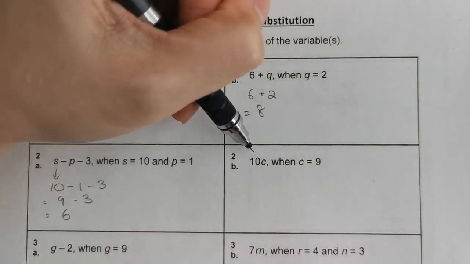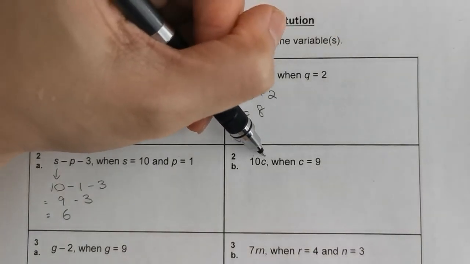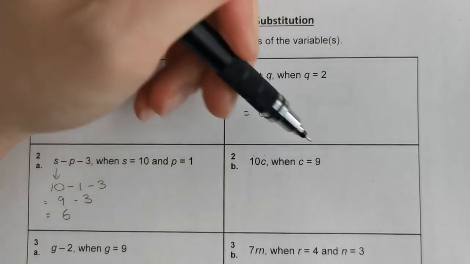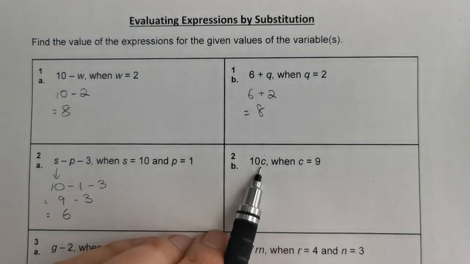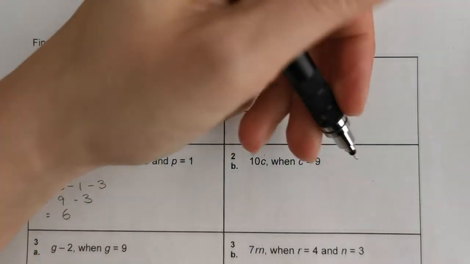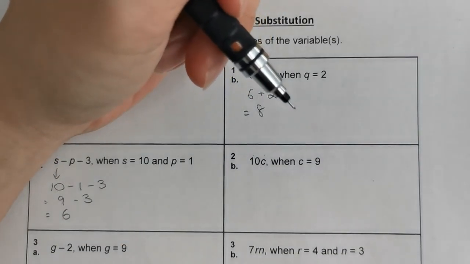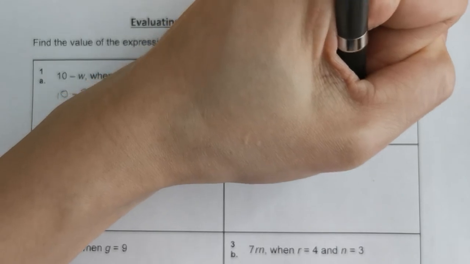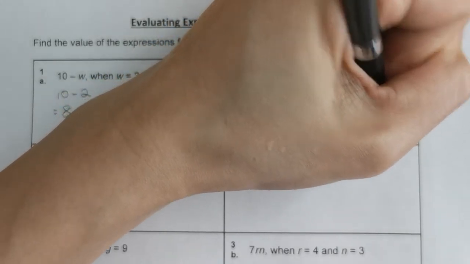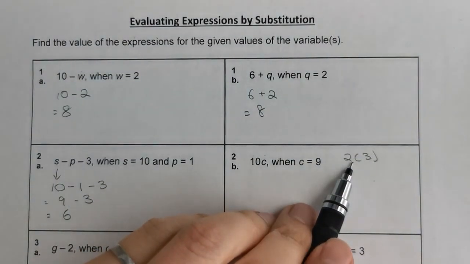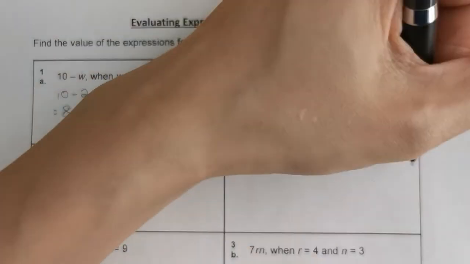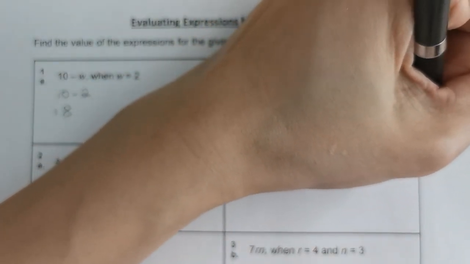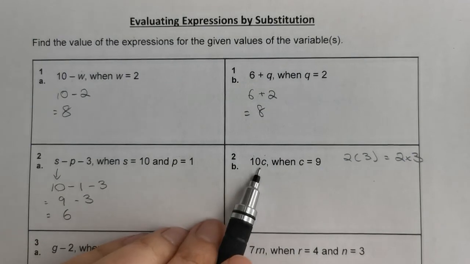Okay, this one is a little bit different. 10c when c is equal to 9. When there is nothing in between, that is something you have to remember from before. If there was something like this one, there's nothing in between the bracket and the 2. That means it's 2 times 3.